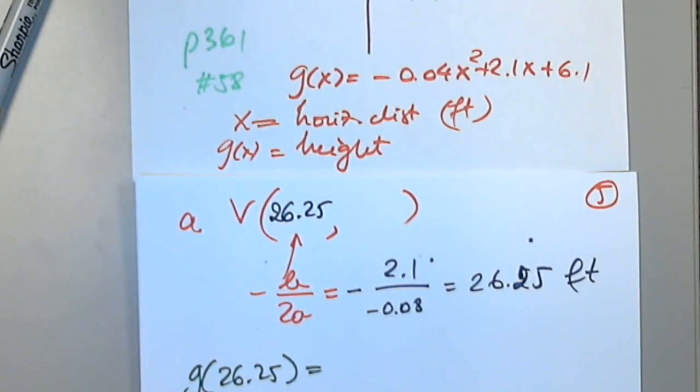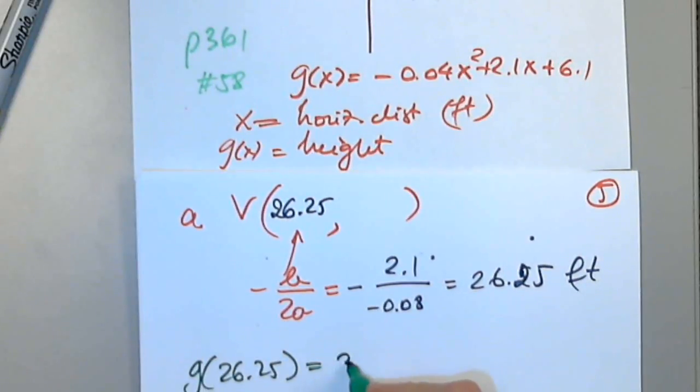So I have negative 0.04 multiplied by 26.25 squared, and then plus 2.1 multiplied by 26.25, and then plus 6.1. 33.66. Measurement unit, please. Feet.